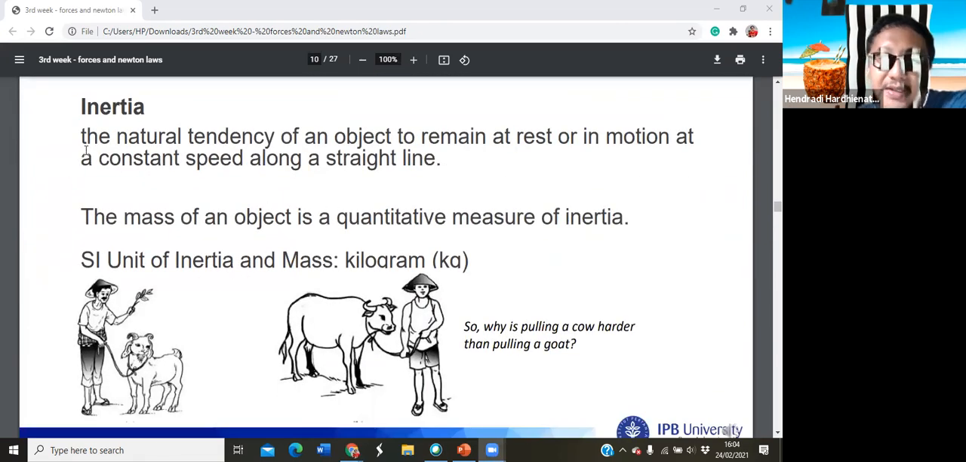Inertia is the natural tendency to remain at rest or in motion. The reason that I didn't give you this slide before is we want you to think first about what we talk about, not only reading the screen but also thinking.